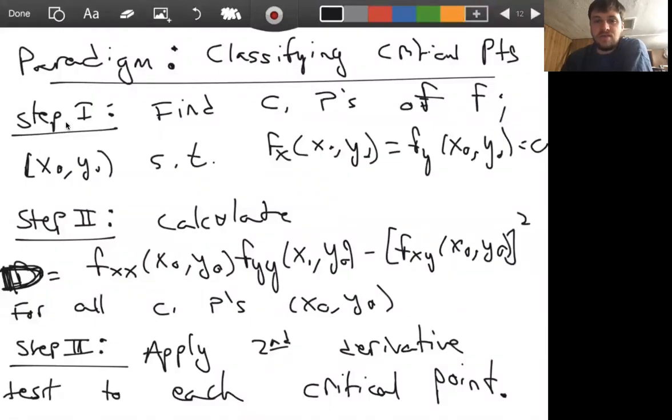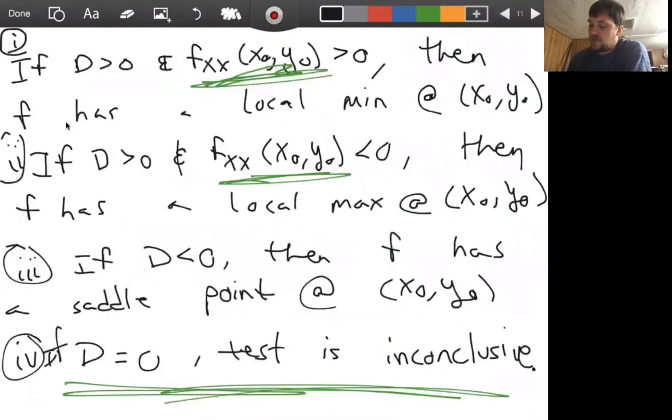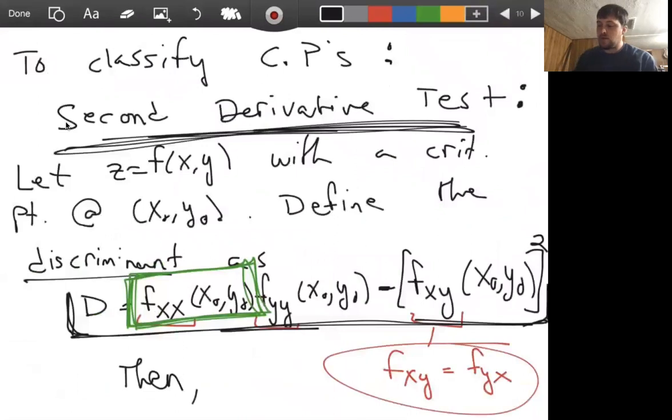Okay, so we'd like to do an example of classifying critical points using the second derivative test. Let's quickly recall the second derivative test and the paradigm, and then go over an example. We define the discriminant to be this value D here, and for critical points (x naught, y naught), it's f sub xx at (x naught, y naught) times f sub yy at (x naught, y naught) minus the mixed partial f sub xy at (x naught, y naught) squared.